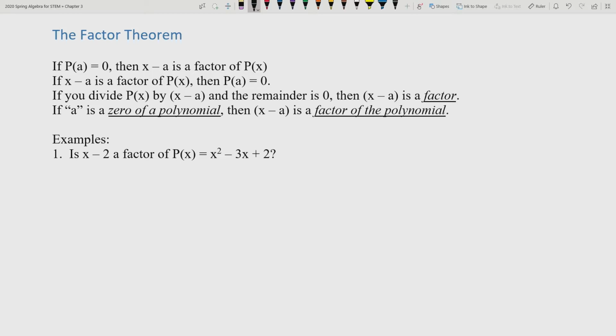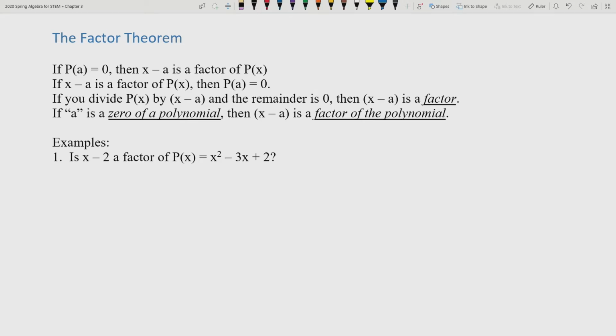Well, if we want to know if x minus 2 is a factor of a polynomial, say x squared minus 3x plus 2, instead of dividing, now we can just evaluate the function at 2 and see if that's 0. So what is p of 2? Note there's a negative in the factor theorem. It's x minus a. So you're going to evaluate the function at a. So in this case, a is 2.